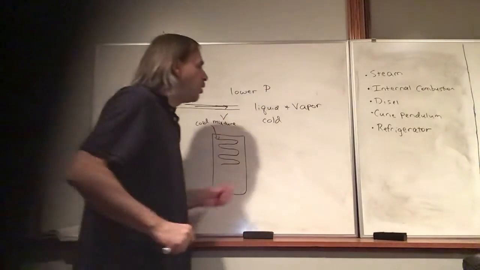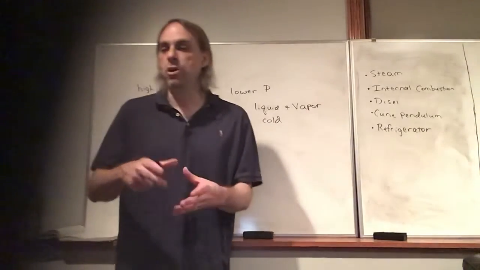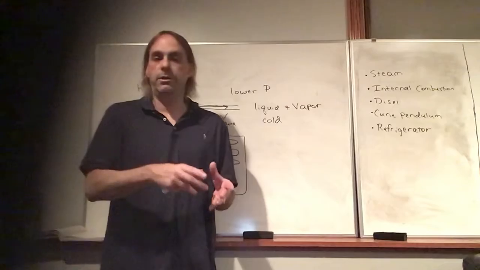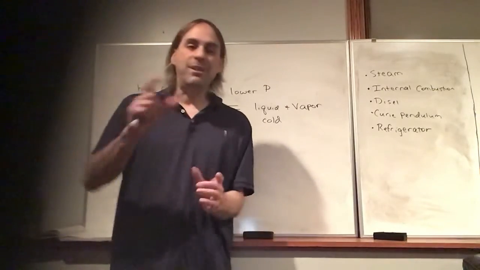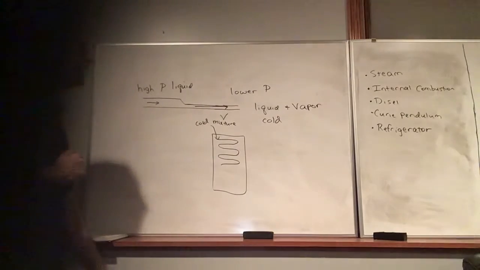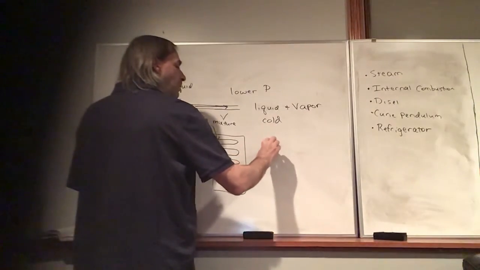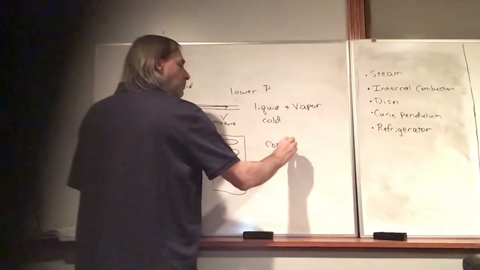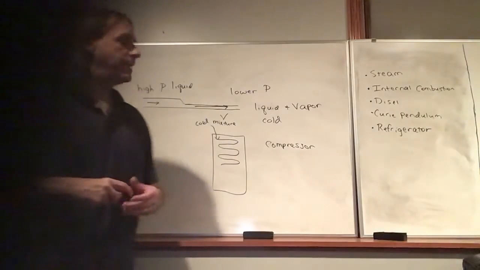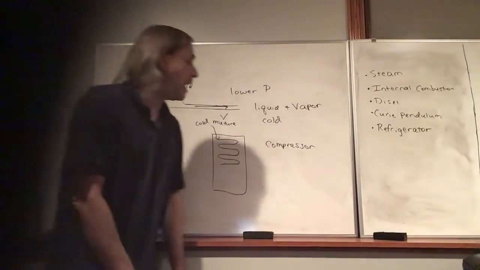But we're not done though, because we have to have a cyclic process. We don't just have a container of fluid that we send through and then discard. We want to have a cyclic process. So basically what we have to do is get it back into its liquid state, and we do that with something called a compressor. This just takes the fluid and compresses it, as the name implies.